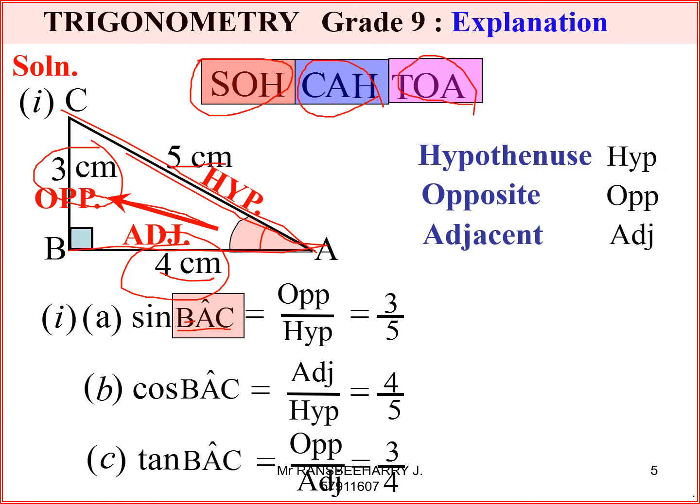What you observe is sine, cos, tan is simply a ratio of sides in a triangle. So we use SOHCAHTOA. Sine is opposite over hypotenuse, cos is adjacent over hypotenuse, tan is opposite over adjacent.